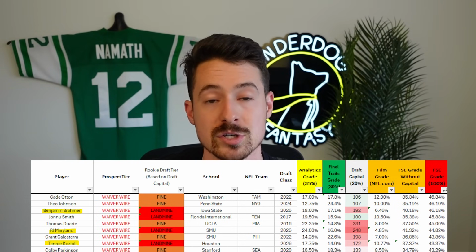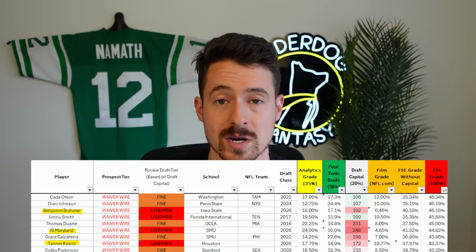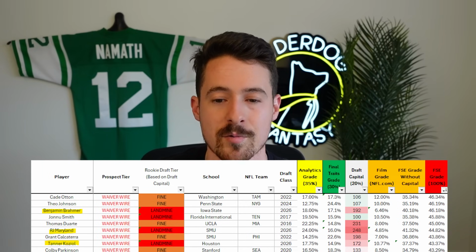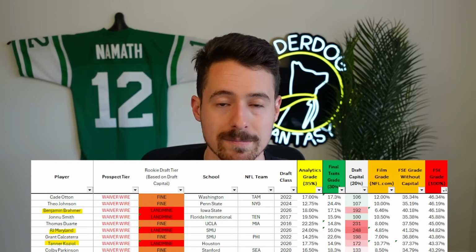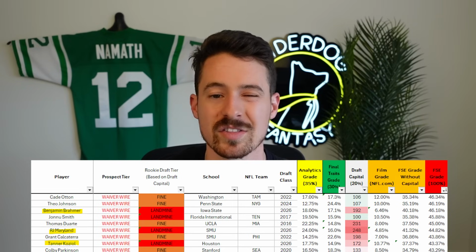Elijah Arroyo and Mitchell Evans were in this territory from 2025. And Arroyo, despite going in the second round, was pretty overvalued according to the model. These tight ends hit at about a 10% rate. So you're not looking at a great option here. This is what I would call the sleeper tier.